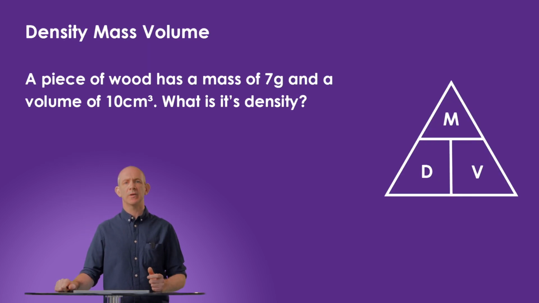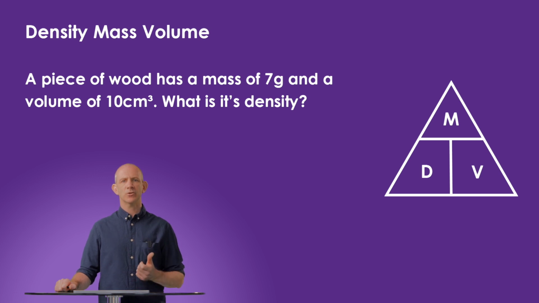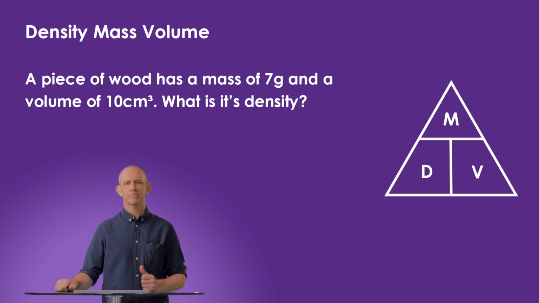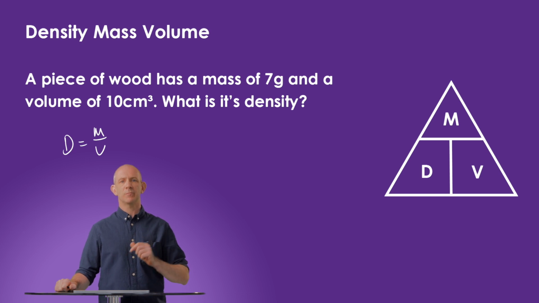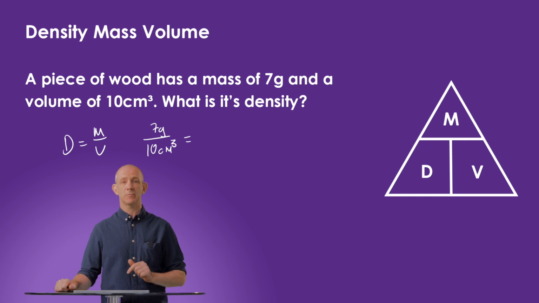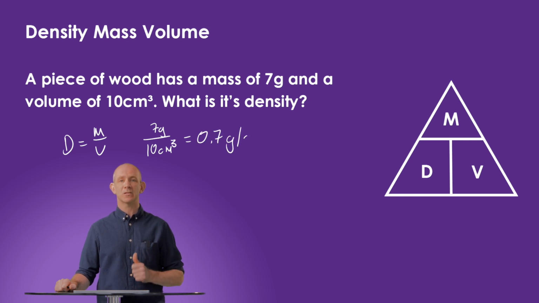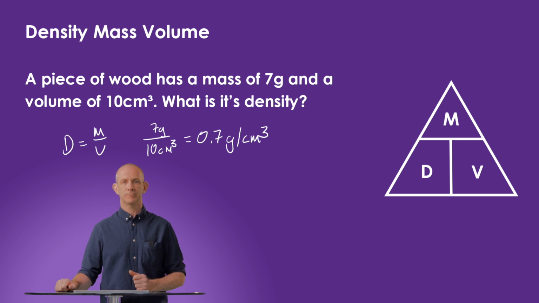In our next question, we'll be calculating density, mass, and volume. Again, we're going to use a triangle that represents our 3 measurements. In this question, we've got a piece of wood that has a mass of 7 grams and a volume of 10 centimeters cubed, and we're asked to calculate its density. Using the triangle, we can see that density is mass divided by volume. So we can calculate the density by 7 grams divided by 10 centimeters cubed, which is going to give us 0.7 grams per centimeter cubed.